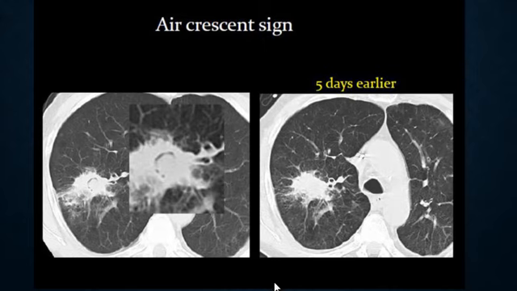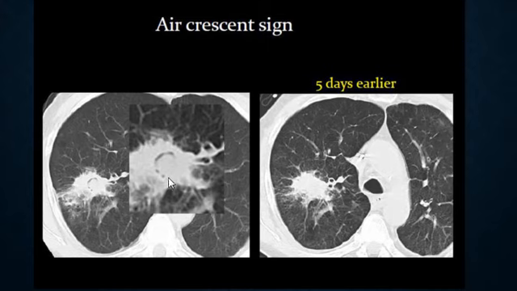The air crescent sign: at the beginning, this CT scan was presented with this. It's a mass-appearing opacity, ill-defined, maybe some spiculated borders infiltrating the adjacent tissue. It's very suspicious looking. However, after 5 days, if you look carefully, there is a crescent of air surrounding this opacity. Just a thin line or rim of air surrounding it. Okay?